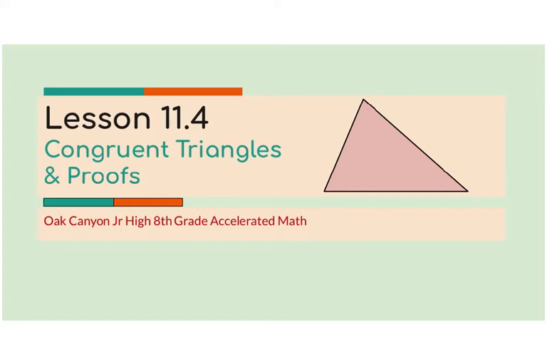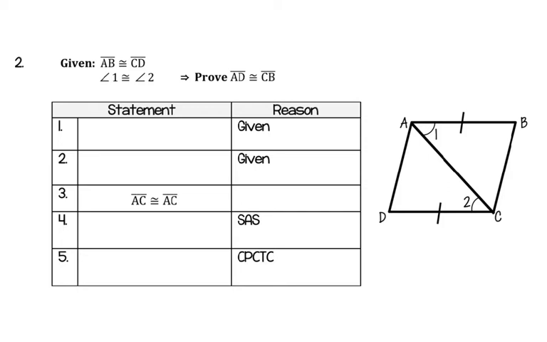This is the second video for lesson 11.4, congruent triangles and proofs. Okay, the second example we're going to do, we are given that AB is congruent to CD, and that is marked in my picture. And angle 1 is congruent to angle 2, and that's also marked in my picture. We're going to prove, I'm going to just put this in gray because I don't know it yet, that this piece is congruent to this piece.